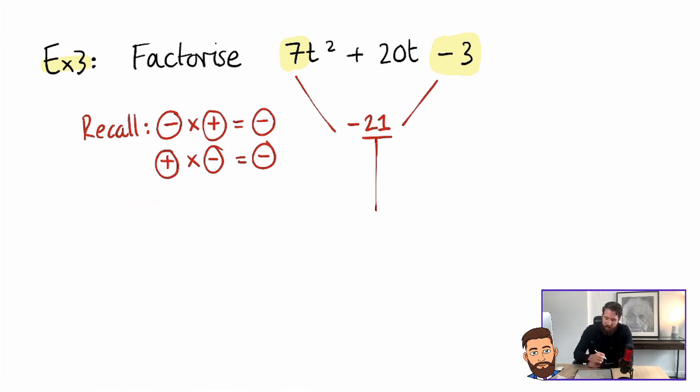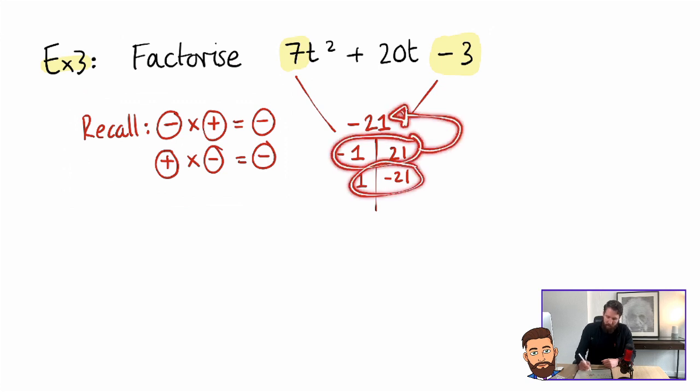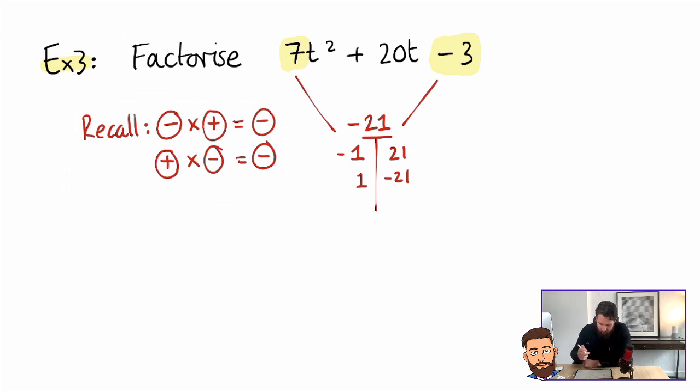So how do we make 21? We could have 1 and 21. But we would need 1 positive and 1 negative. So we could say minus 1 and positive 21, or 1 and minus 21. Because you need both options. Sorry, we need to get rid of that minus. 1 and minus 21. Both of those factors multiply to make minus 21.